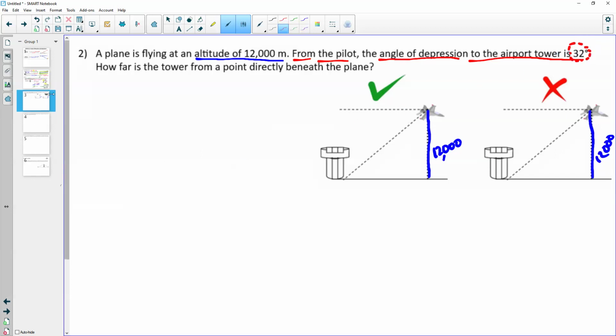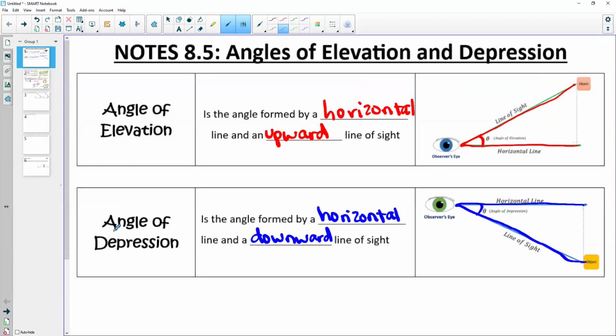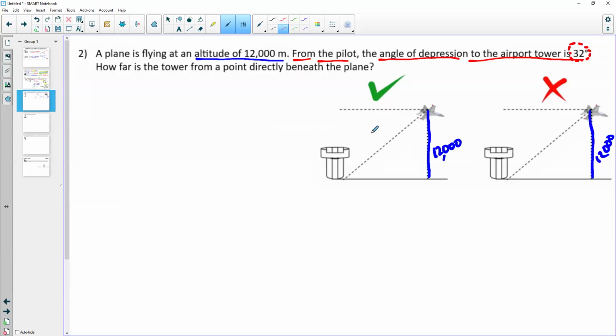Now, this is going to bring us back to our definition for angle of depression. Angle of depression is an angle formed by a horizontal line and a downward line of sight. So if I go to our picture, the angle of depression is formed with a horizontal line. I'm going to highlight here so you can see what I'm looking at. Angle of depression is formed with a horizontal line and a downward line of sight. So the angle of depression of, I'm sorry, not 51, 32 degrees here needs to be located in this spot. That is where your angle of depression should be located.